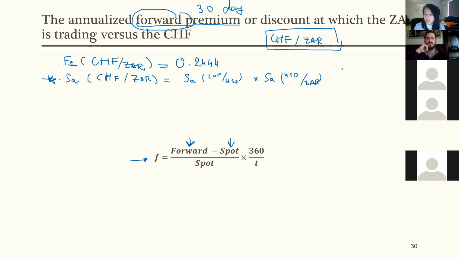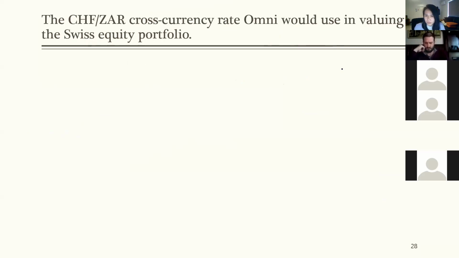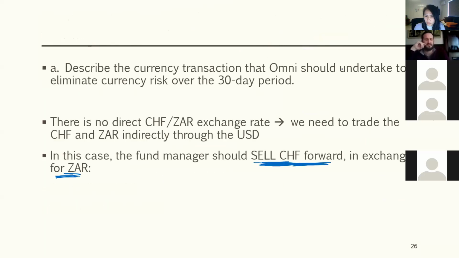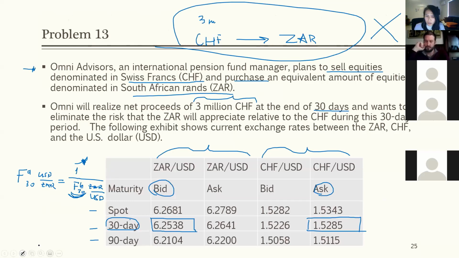So going back to the previous table, what number am I looking at? I know I'm looking at the spot rates. So this is the row. Here I want the ask rate for the Swiss franc versus USD. And with the second term, I need to take the reciprocal. So that means I'm going to need the bid rate for the ZAR over USD.